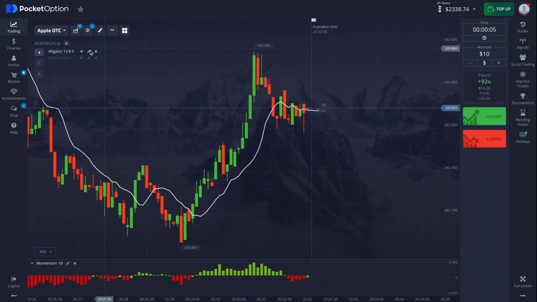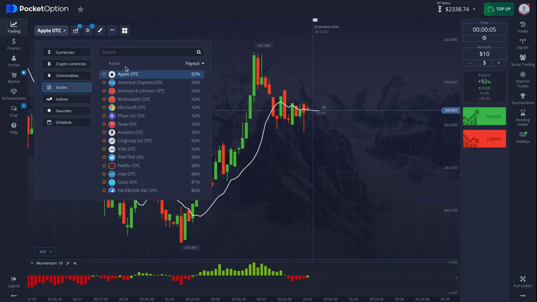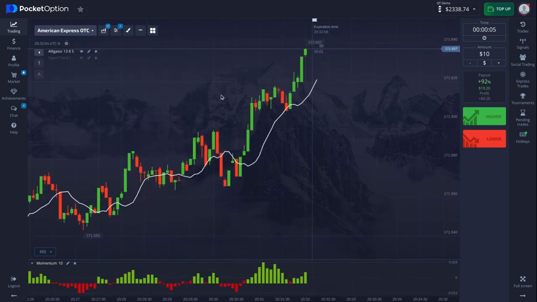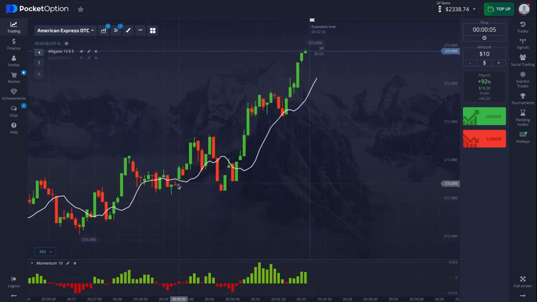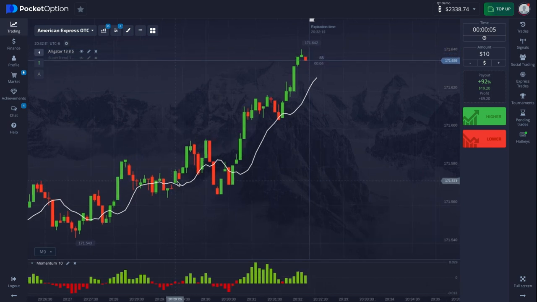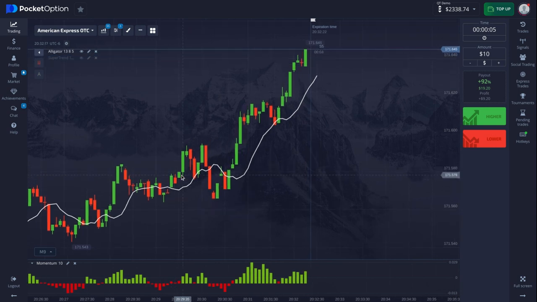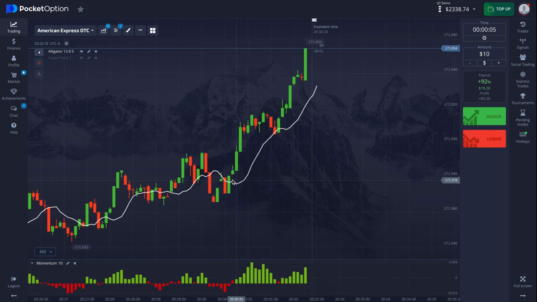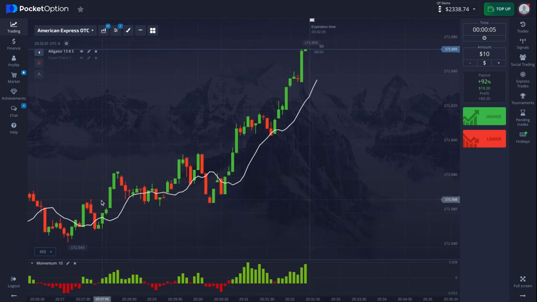Okay? Let's try to find a different illustration here on a different set. You can see right here when it crossed this alligator 5 period line, which is shifted over 3 again, then when it went green, you could have bought on this red and continued up on the green. I'm just going to buy for 1 candle.